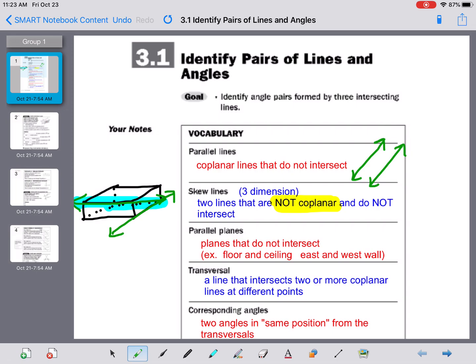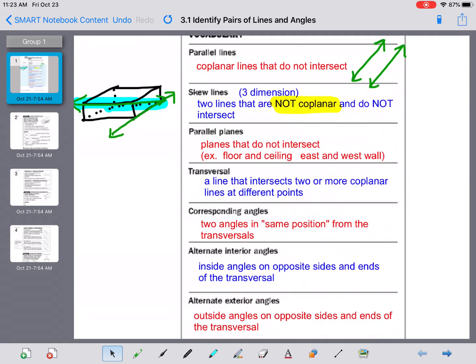All right, which brings me basically to my parallel planes. Planes that do not intersect: the floor and the ceiling, the east wall, the west wall, those are the entire flat surfaces that do not intersect. Those are parallel planes. Okay, the rest of these go together, okay?